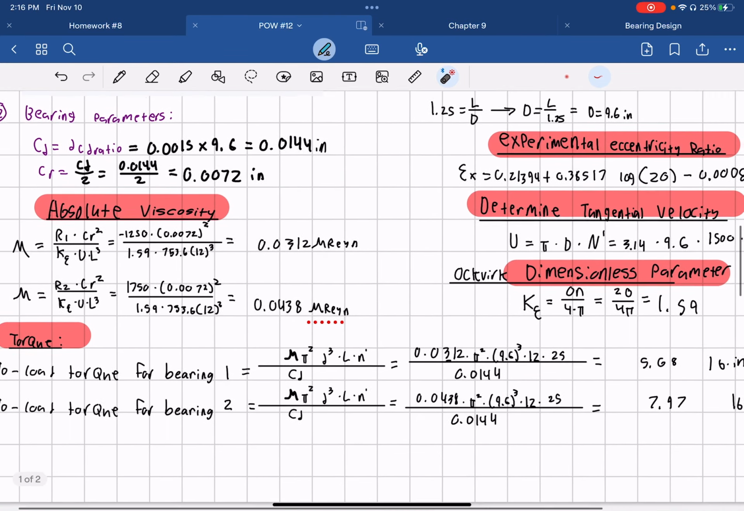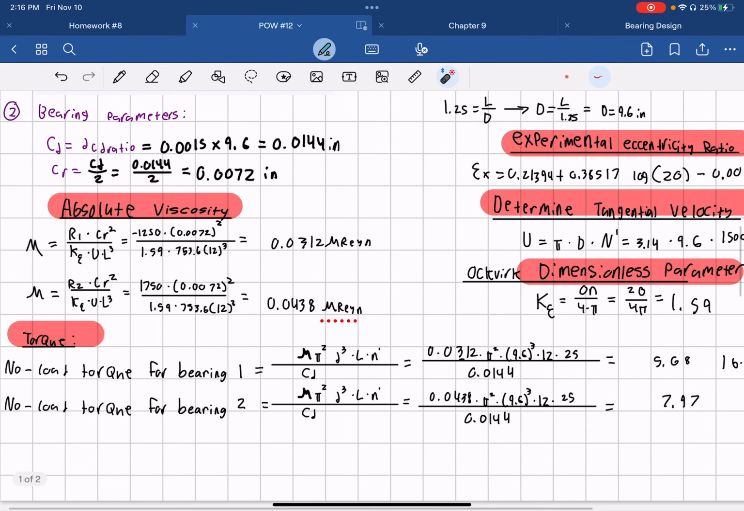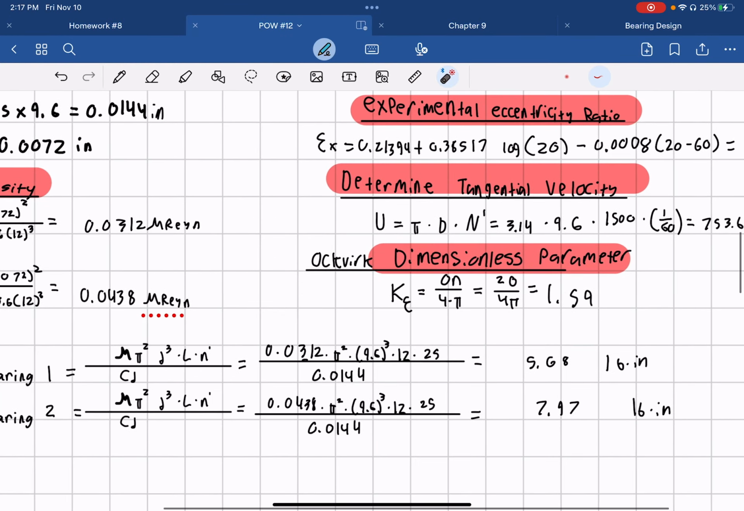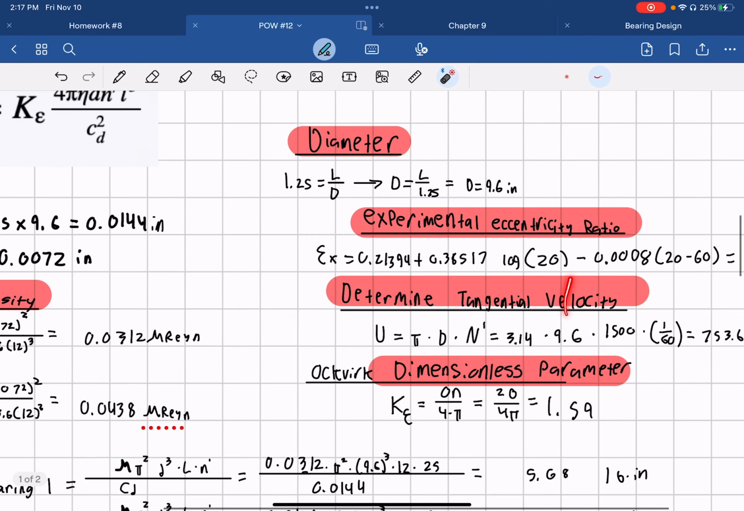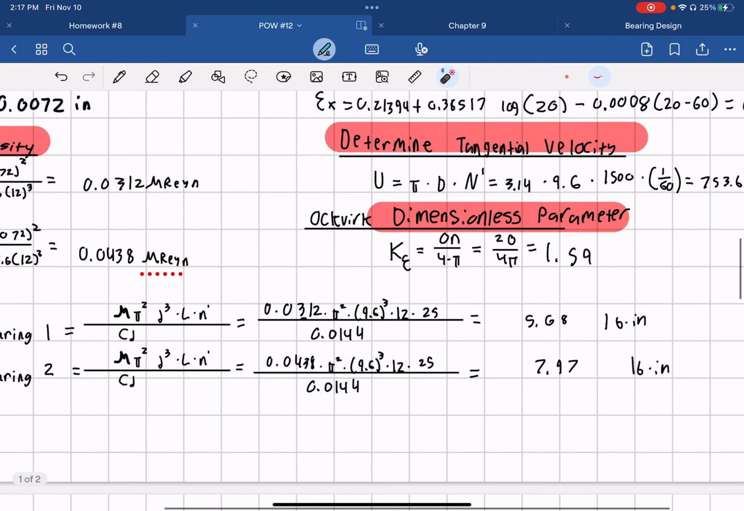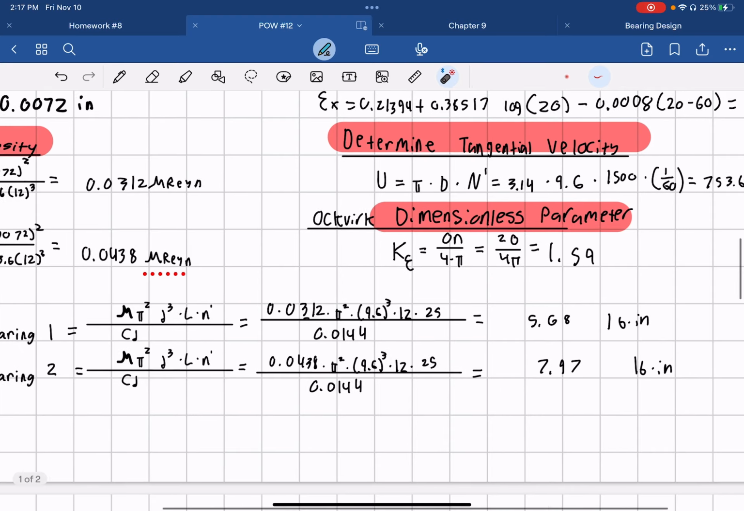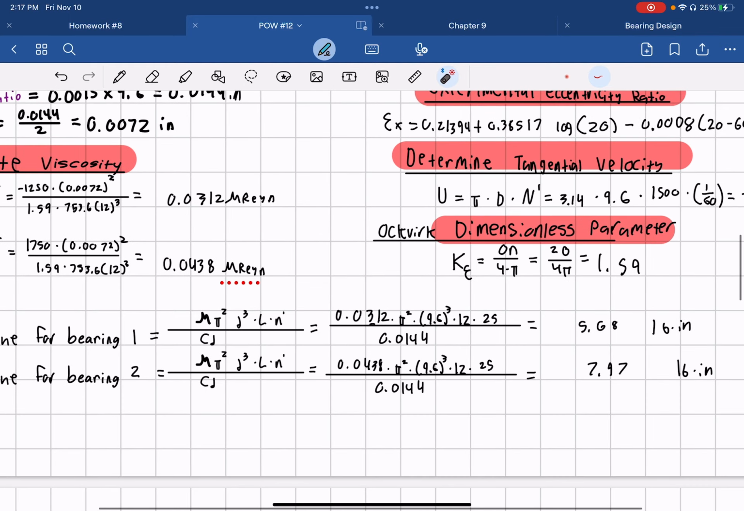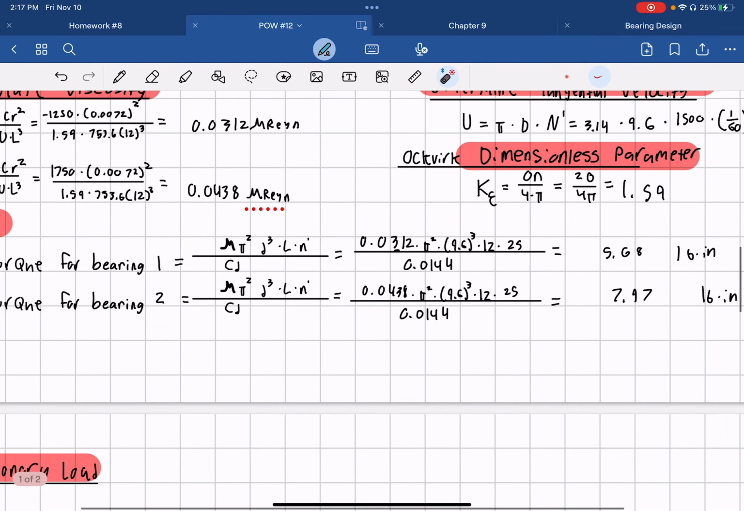So afterwards, we need to find the no load torque for the bearing for the first as well as for the second reactionary force. Here is the equation to solve for it, and once you do, I was able to get a no load torque of 5.68 pounds per inch, and then for the second reactionary force, I was able to get 7.97 pounds per inch. And even though it shows here that it's in microreynolds, I converted it to reynolds for the rest of the problem's sake.